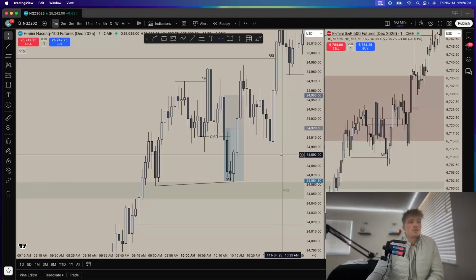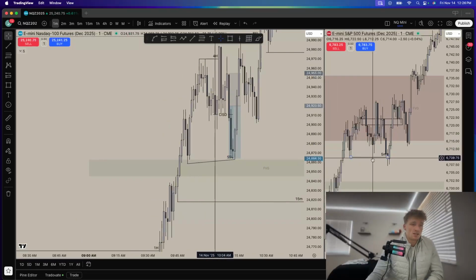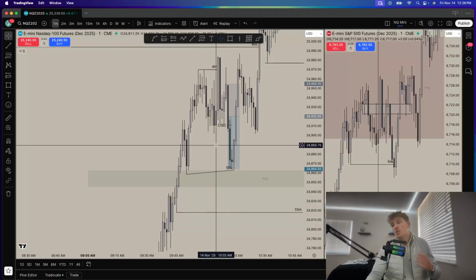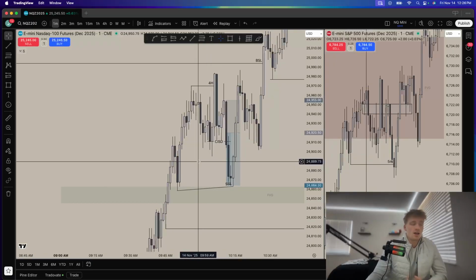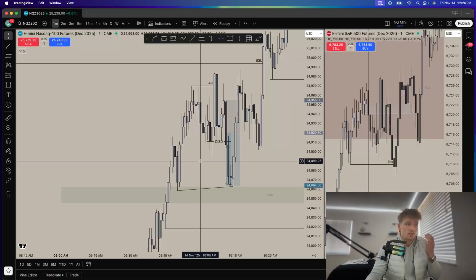Looking back on it, I think this trade had a clear draw on liquidity. This was an unfilled 5 minute on ES that I wanted to see get rebalanced, and then also on NQ as well. So this was an A+ setup. I really wanted to see this play out. So I had a high conviction and a high probable draw on liquidity to take.